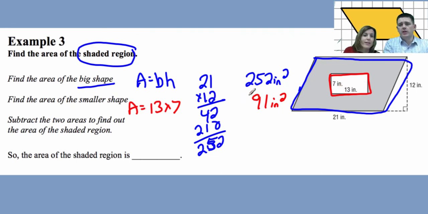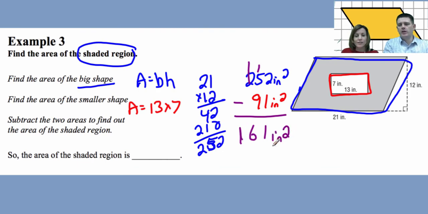Step 3, different color, purple. I'm going to go with green. Oh no, I hate green and red. Yes, you do. Subtract the 2 areas to find the area of the shaded region. So fancy borrowing, here we go. So 161 inches squared is left over. So the area of the shaded region would be 161 inches squared.